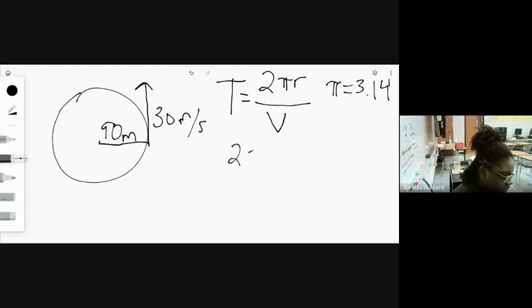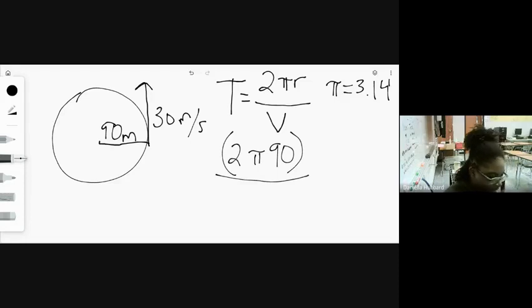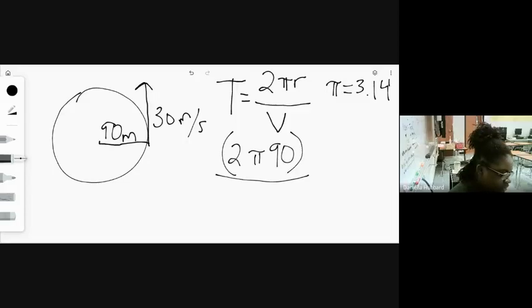We have 2 times pi times the radius of 90. And I put parentheses here so you guys can understand what needs to be calculated first for this problem. Or if you want to put everything in the calculator at one time, then it's best for you to put the top part in parentheses. So divided by your speed, which is 30. So as I was saying, if you want to put it in the calculator all at one time, make sure you put parentheses on the top part of your fraction because that needs to happen first.